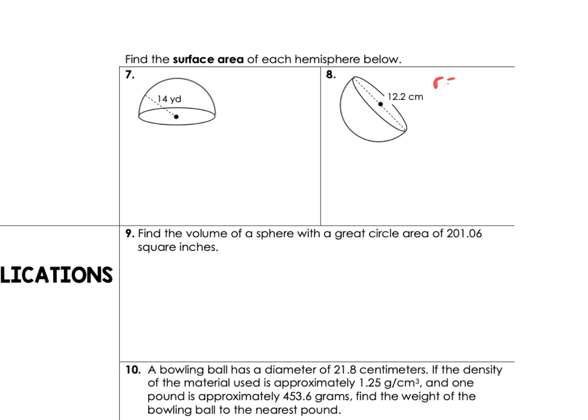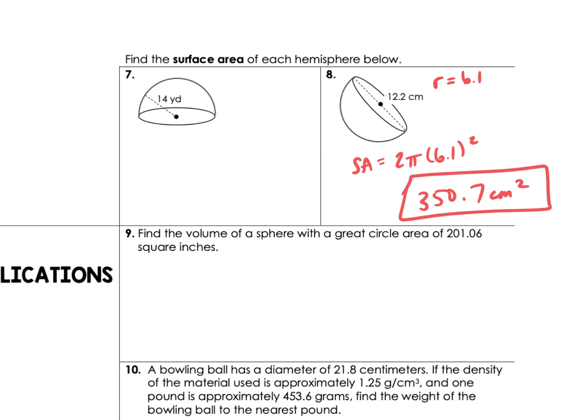So my radius on number 8 is 6.1. So my surface area is 2 pi r squared. And then the last couple problems, I'm not going to go over them, but 11 and 12, it's composite figures, so it's basically finding 2 volumes and adding them together. Okay?